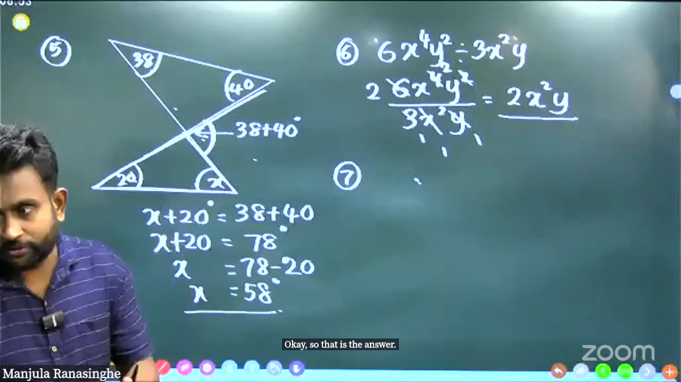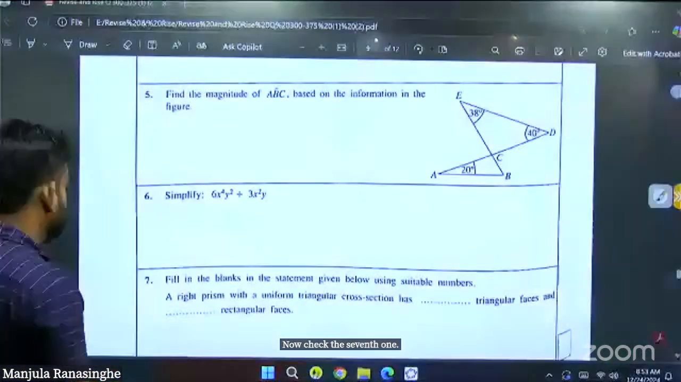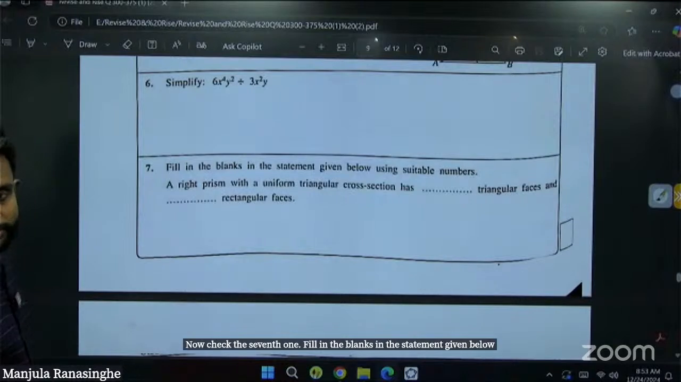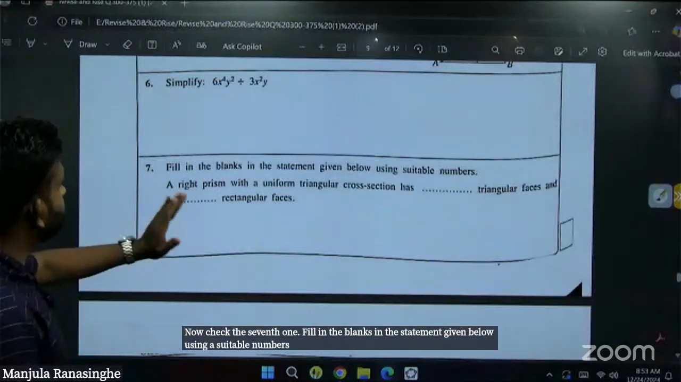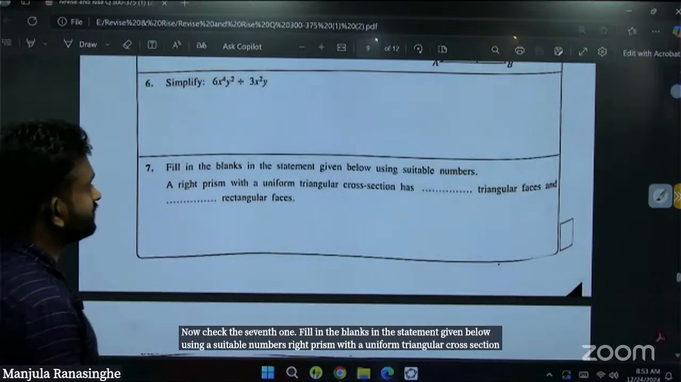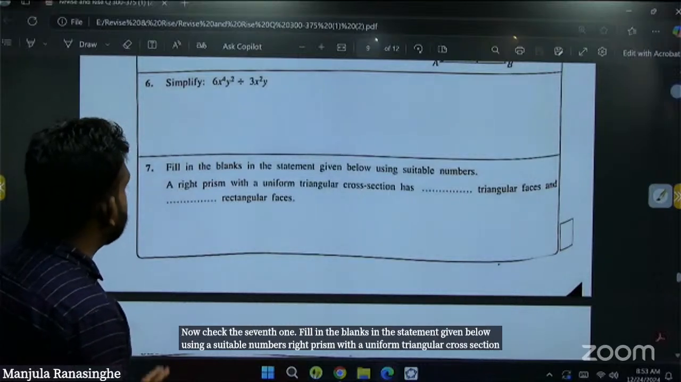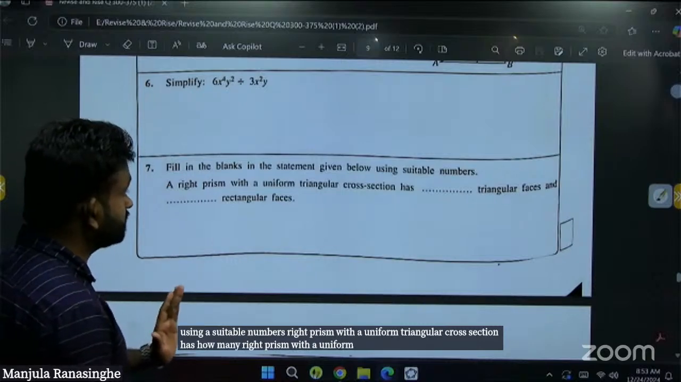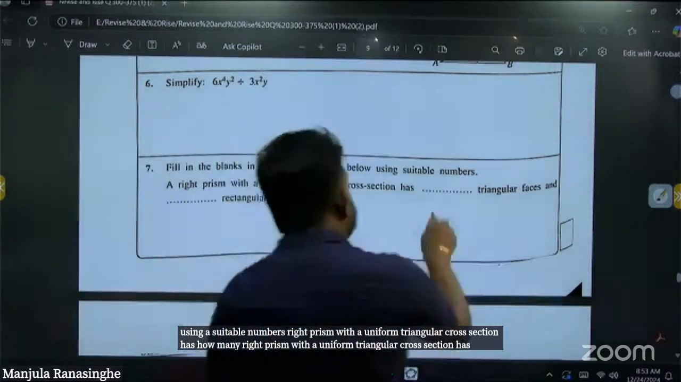Now check the seventh one. Fill in the blanks in the statement given below using suitable numbers. A right prism with a uniform triangular cross section has how many? A right prism with a uniform triangular cross section has two triangular faces.